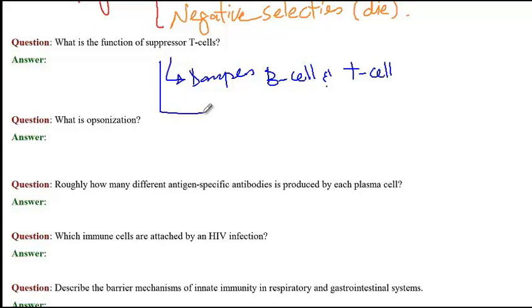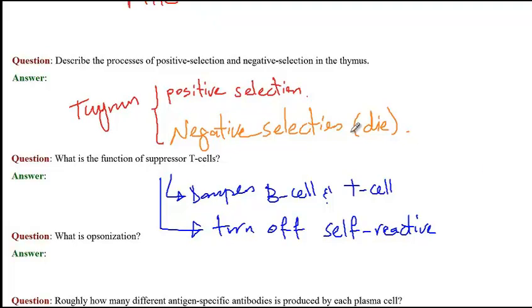It's also used to turn off self-reactive lymphocytes. So if there is a lymphocyte that is very self-reactive and somehow has not gone through negative selection, this suppressor T cell will dampen, will turn it off so that it doesn't attack our own body. So if we have no suppressor T cells, then we are at increased risk of developing autoimmune disorders.